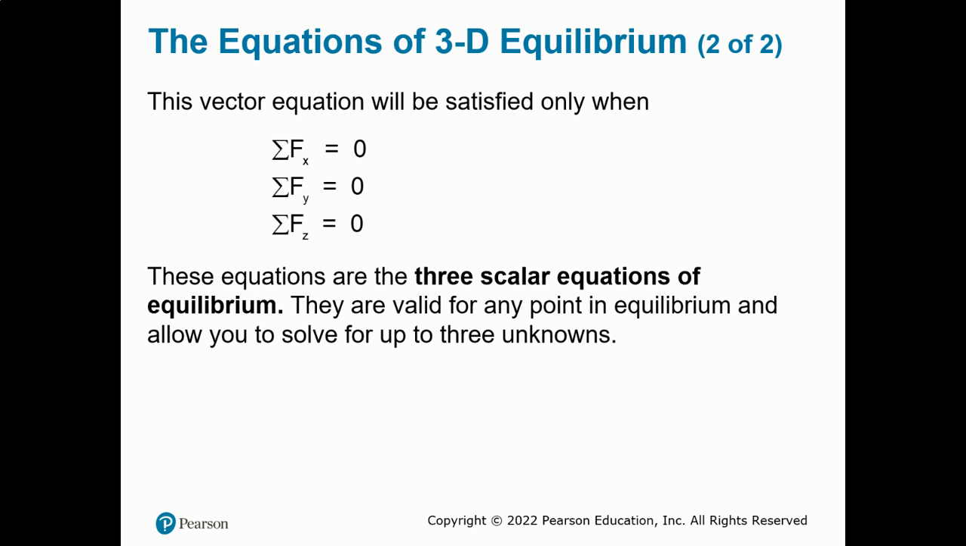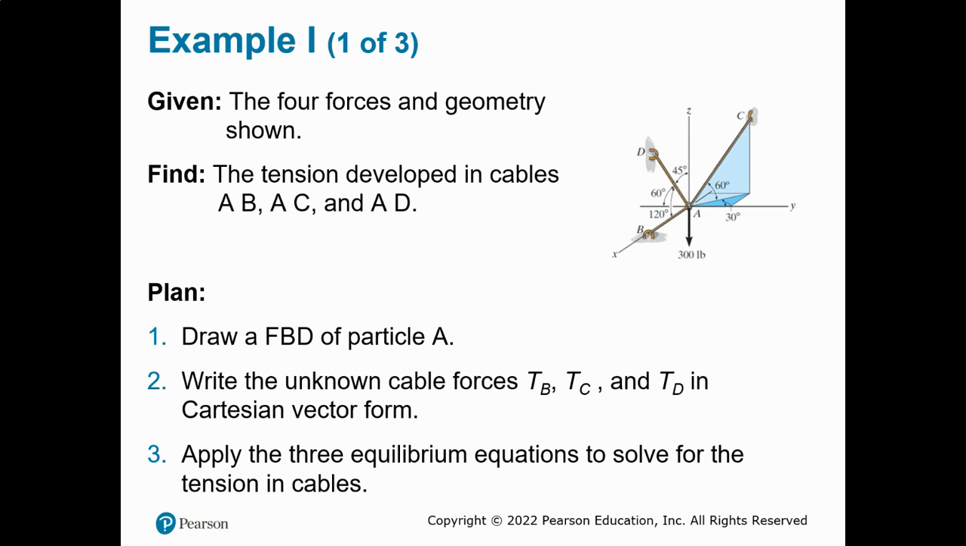These equations are the three scalar equations of equilibrium. They're valid for any point in equilibrium and allow you to solve for up to three unknowns. In the 2D world, it's always two equations and two unknowns. In the 3D equilibrium system, we can solve three equations with three unknowns.